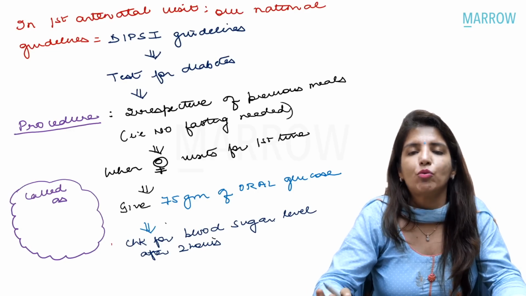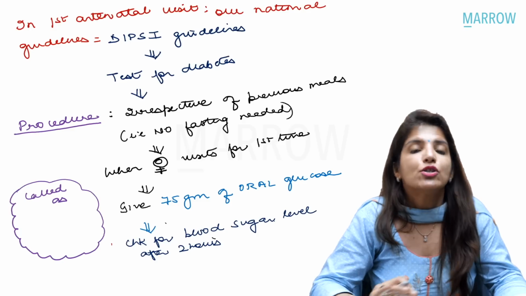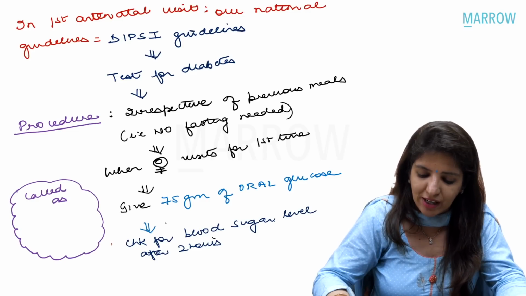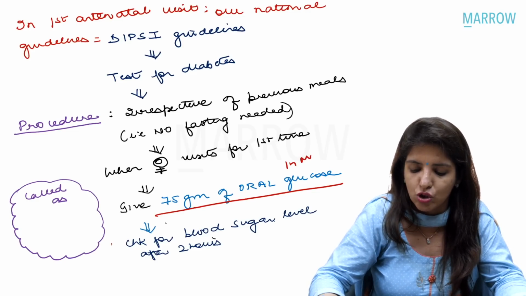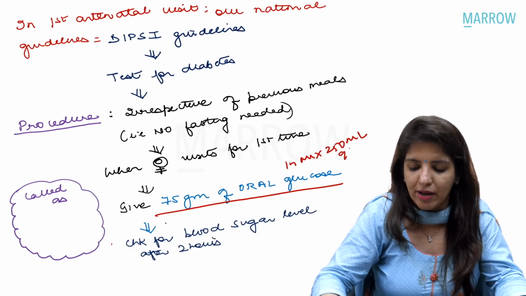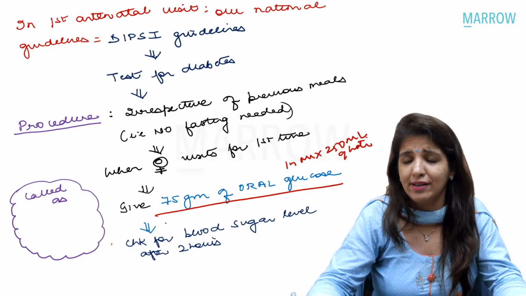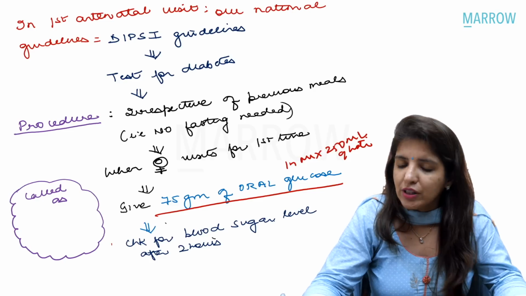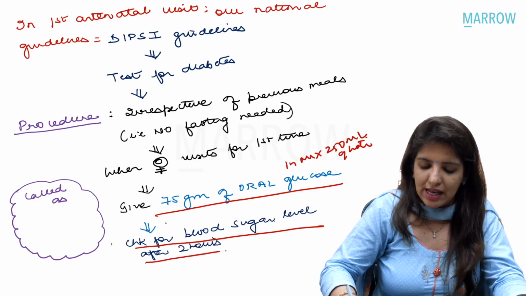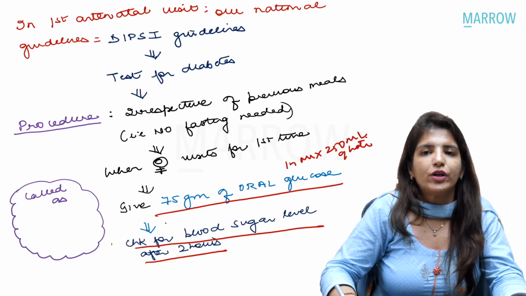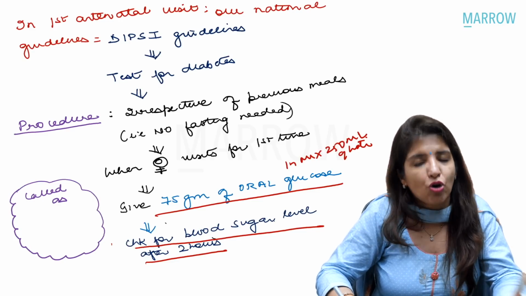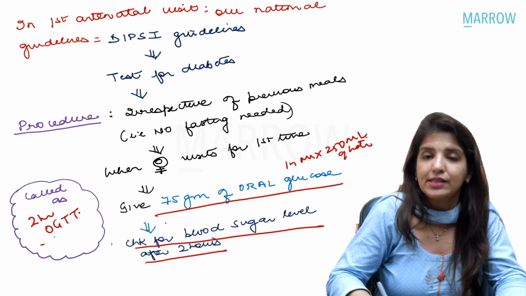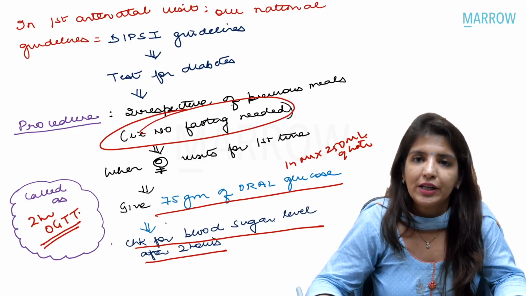In this test, the first thing you have to remember is fasting is not mandatory. So irrespective of the previous meals of the pregnant female, you are going to give her 75 grams of oral glucose mixed in 250 ml of water. You tell her to drink this entire glucose water in 10 minutes, and after that, you check her blood sugar levels after 2 hours. Because you check after 2 hours, this is called the 2-hour OGTT test. But please remember, fasting is not needed for this test.